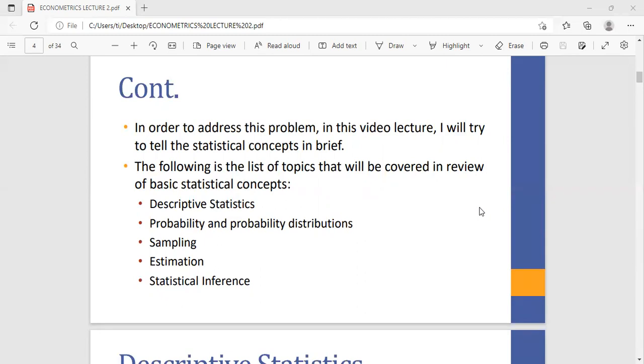Then I will be talking about probability and probability distributions. So you know that probability is nothing but the chance of an event occurring, and there are various theoretical probability distributions relating to discrete random variables and continuous random variables. We will be discussing these things in detail. Then we will also discuss sampling procedures. Then the concept of estimation, and finally I will be covering statistical inference.